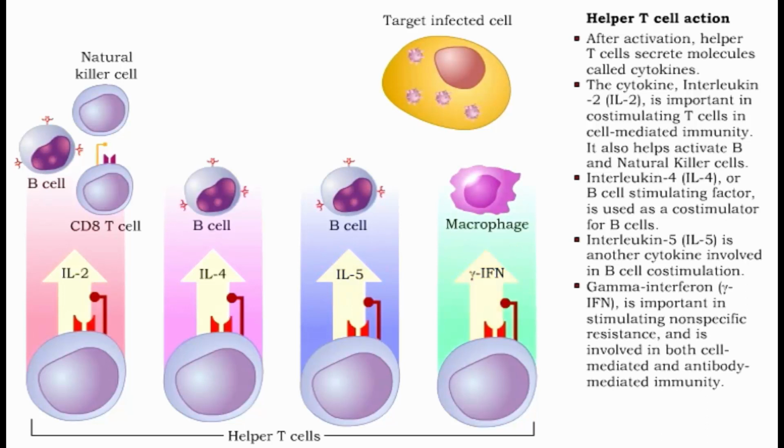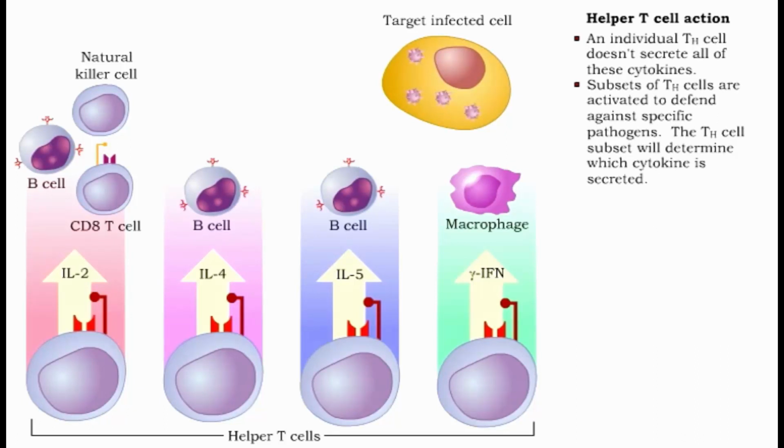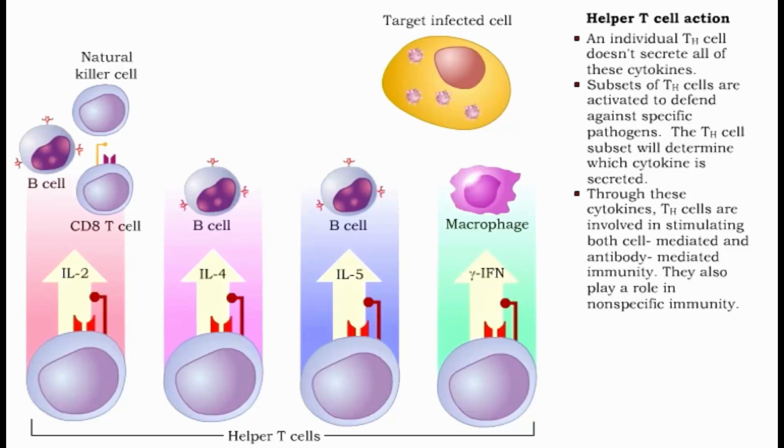In addition, helper T cells can secrete gamma interferon, which stimulates phagocytosis and nonspecific resistance. Gamma interferon is involved in both cell-mediated and antibody-mediated immunity. In general, individual helper T cells do not secrete all cytokines. Subsets of helper T cells secrete different cytokines. The subset of helper T cell that is activated is determined by which defense is needed against a specific pathogen and will also determine which cytokine is secreted.